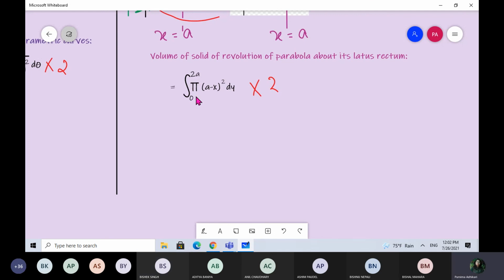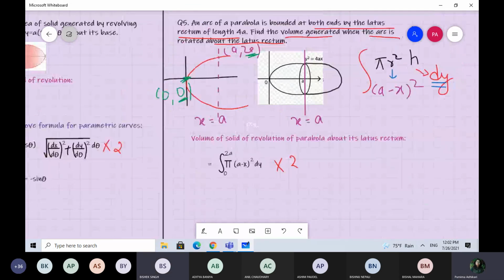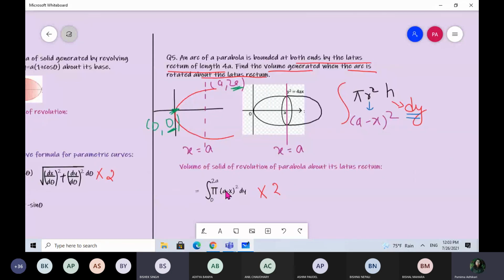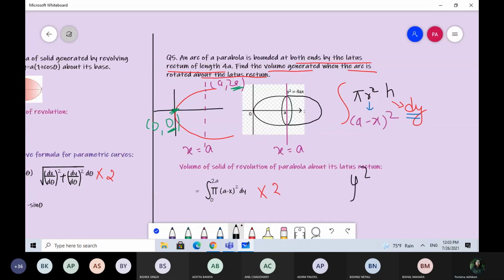Okay, the CR of the next class has already called. Your sir must be waiting too. We have already decided everything, so we have completed it. 0 to 2a will be your limits of integration, pi times (a minus x) squared dy, multiplied by 2. Then what is your x? Your x is y squared over 2a. Using this relation, replace x and you will get y to the power something, and just evaluate. The integration part is easy. So I'm leaving it here.